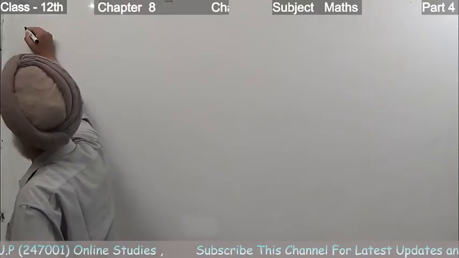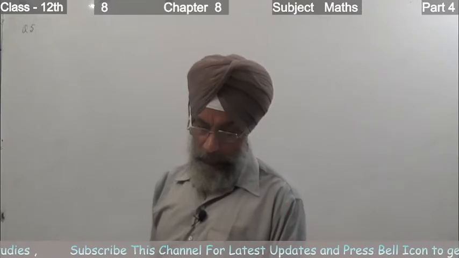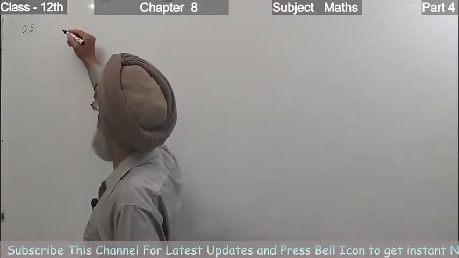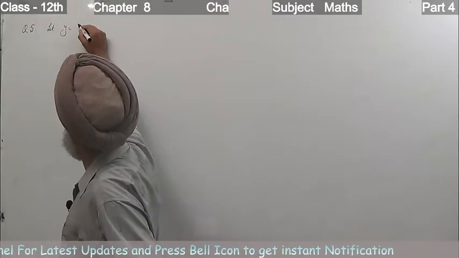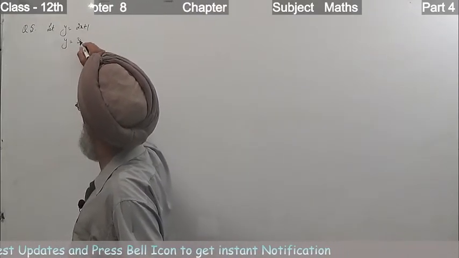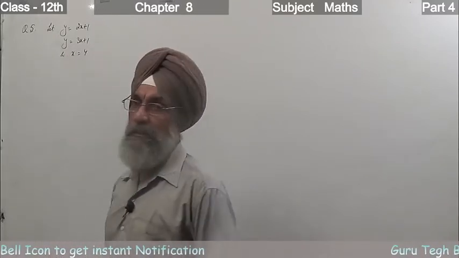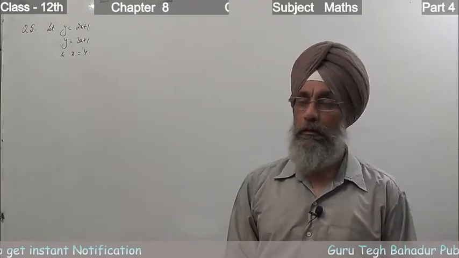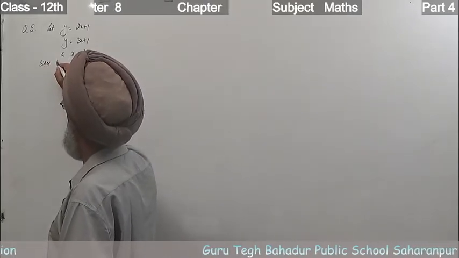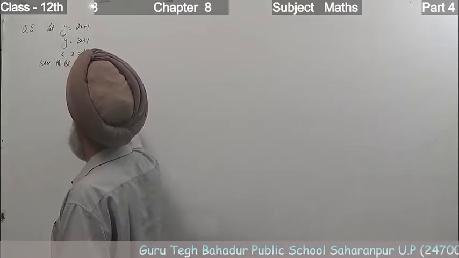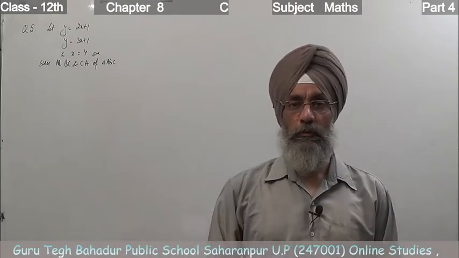See question number 5. Using integration, find the area of the triangular region whose sides have the equations y is equal to 2x plus 1 is the first one, y is equal to 3x plus 1 is the second equation, and x is equal to 4. These are the three equations representing the sides AB, BC and CA of triangle ABC. We have assumed that these three equations are the sides of the triangle.